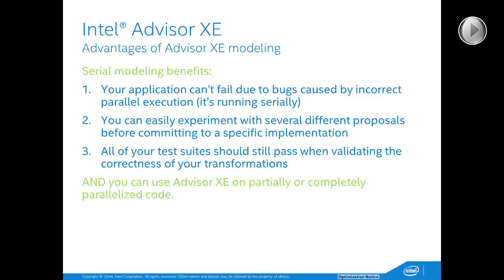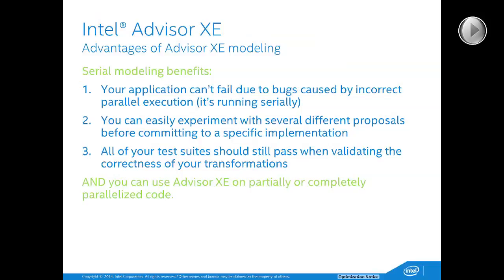You can experiment with several things before you commit to a specific implementation. You look at different loops in your code that you want to parallelize before deciding which ones you want to move forward with. You can also give it a try with TBB and then give it a try with OpenMP and try out different things. And all of your test suites should still pass when validating the correctness. You don't have to worry that while you're working on this, it will invalidate your test suites. They'll all work as well.